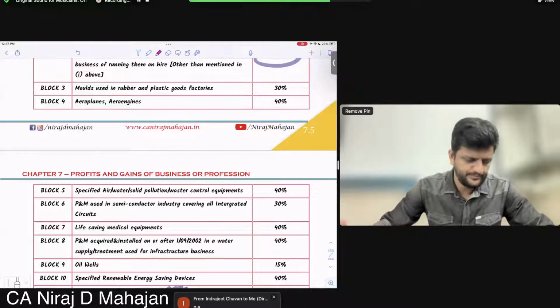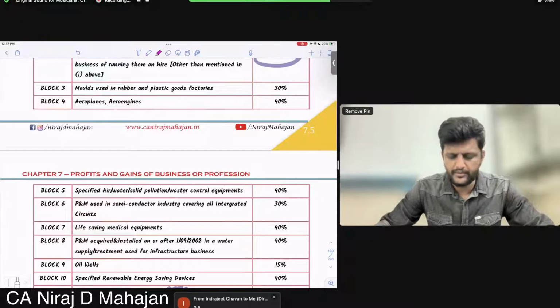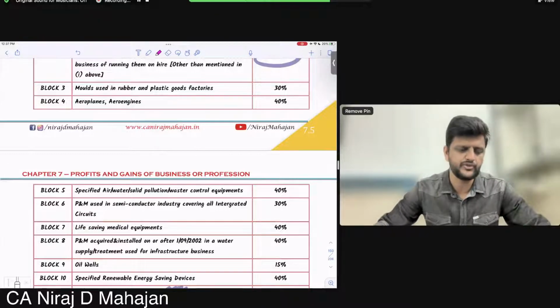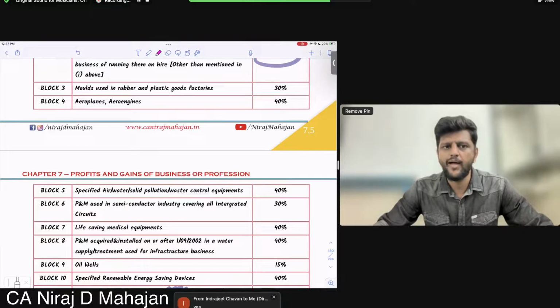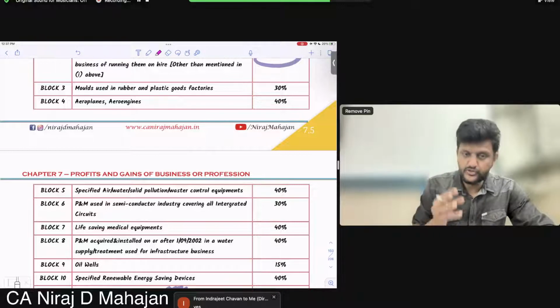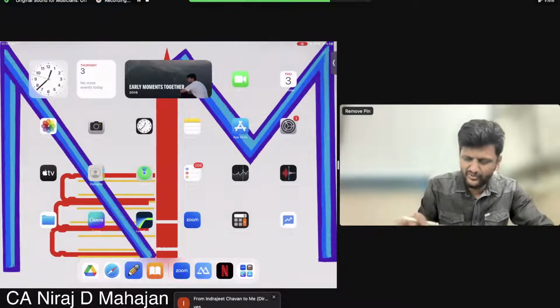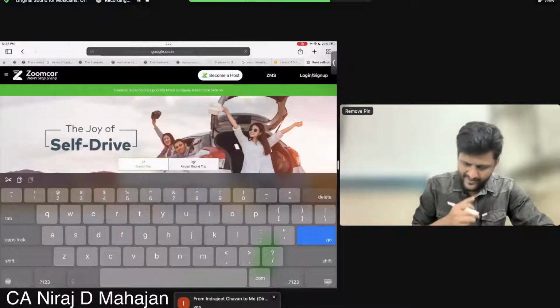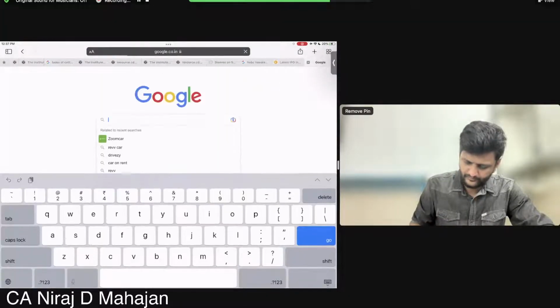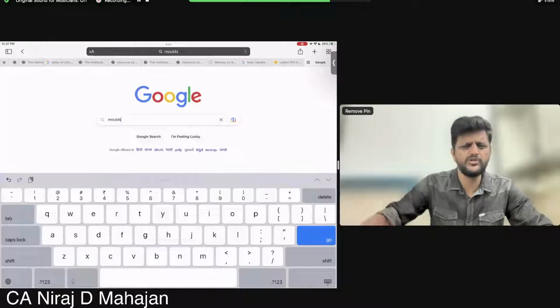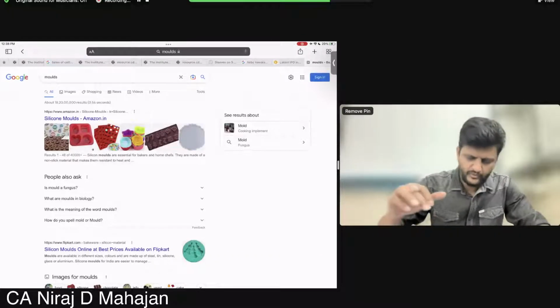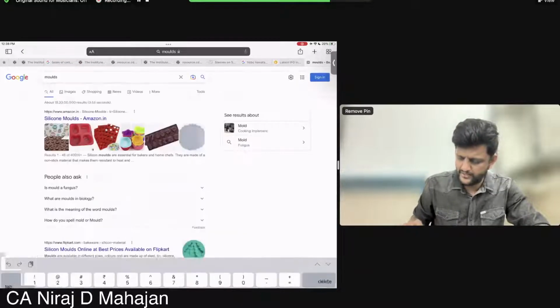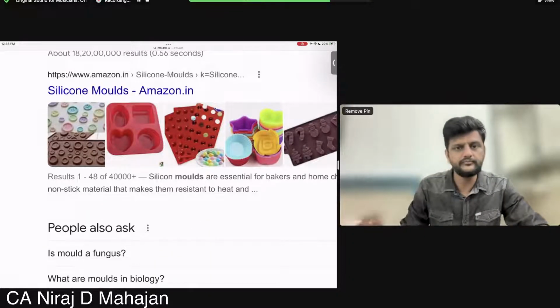Other blocks. Chalo. Molds used in rubber and plastic goods factories. What are molds, bachcho? Dhacha, do you know dhacha? Mold. Shoe molds. I'll show everything on Google, bachcho. Even brick molds are there now. You pour into that, you get a brick. Wow. And these are also plastic molds actually. You know?